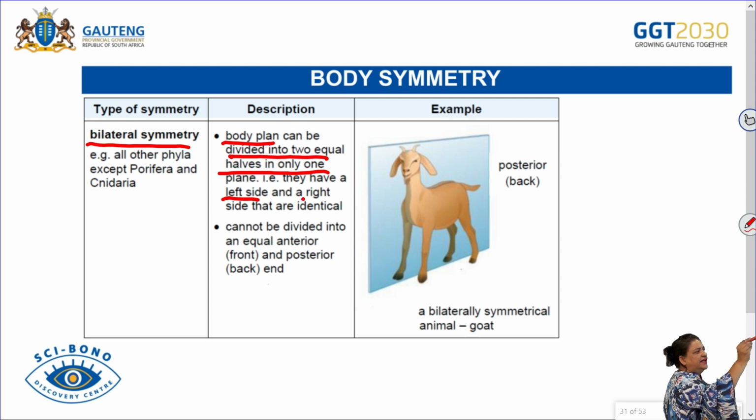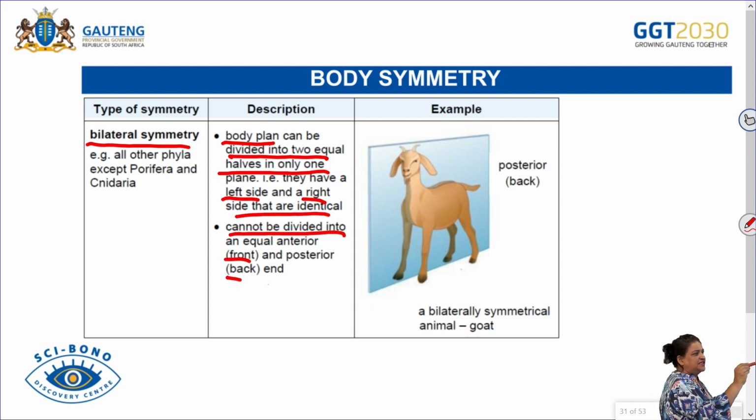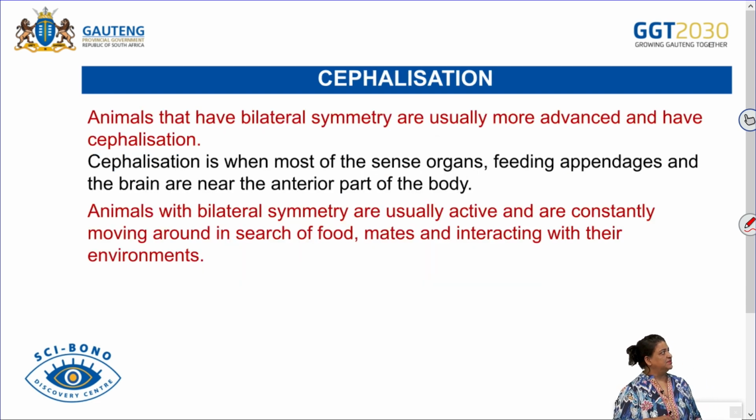They have a left side and a right side that is identical. They cannot be divided into a front and back. You cannot say, if they cut the goat here, that this half is identical to that half. It's not. Okay? So the only way, if you want to, is you have to cut along like that, you see, and then you're going to get a left and right half to make this goat bilaterally symmetrical. Okay. So that is bilateral symmetry.